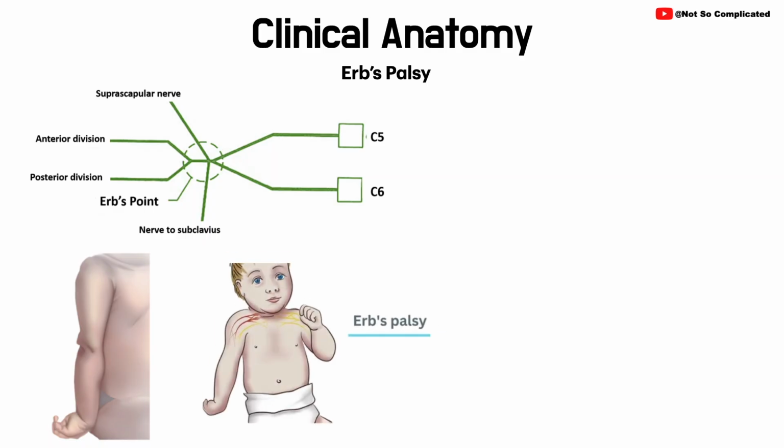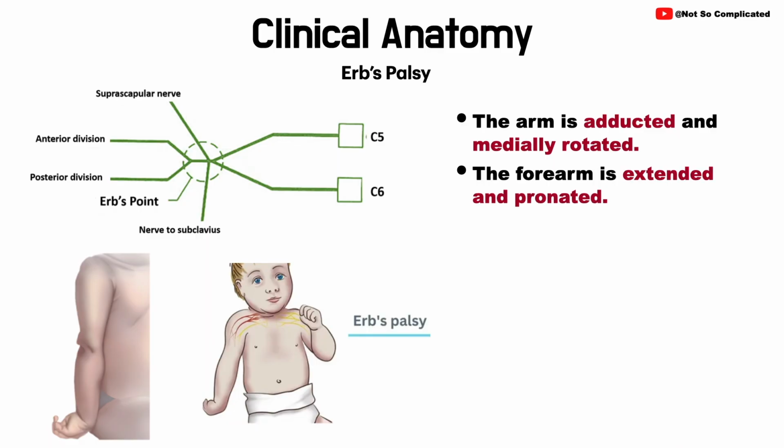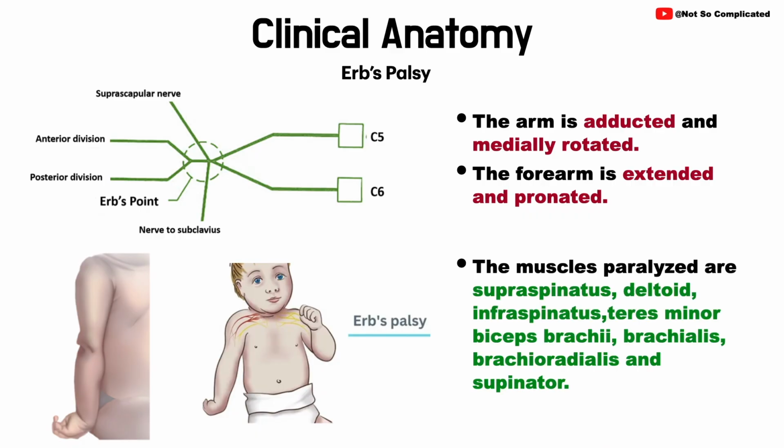The cause of this palsy is, for example, forceful delivery of the child, all right? If there is forceps delivery, that will lead to Erb's palsy. The symptoms are that the arm is adducted and medially rotated, and the forearm is extended and pronated. The muscles paralyzed are supraspinatus, deltoid, infraspinatus, teres minor, biceps brachii, brachialis, brachioradialis, and supinator. These are the muscles that are paralyzed in Erb's palsy.